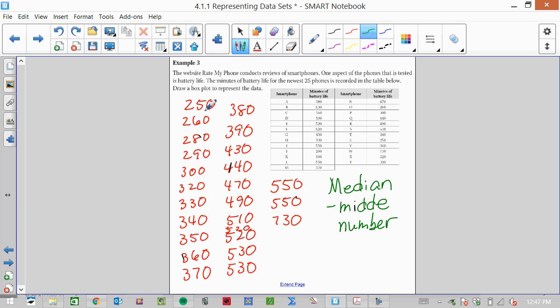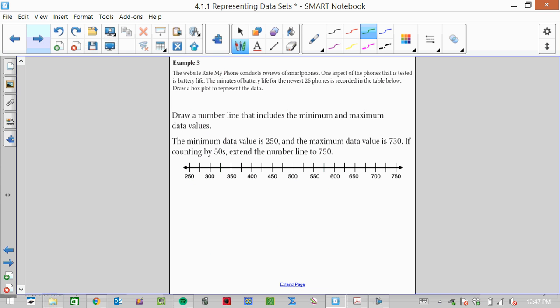So let's go through and count and find that. 1, 2, 3, 4, 5, 6, 7, 8, 9, 10, 11, 12, 13. So our 13th number is 390, so our median is 390. I don't know why, but there it is. So 390 is our median. That's the first number that we need to find when we're going to make a box and whisker plot. All right. So in this case, again, I start with my number line.